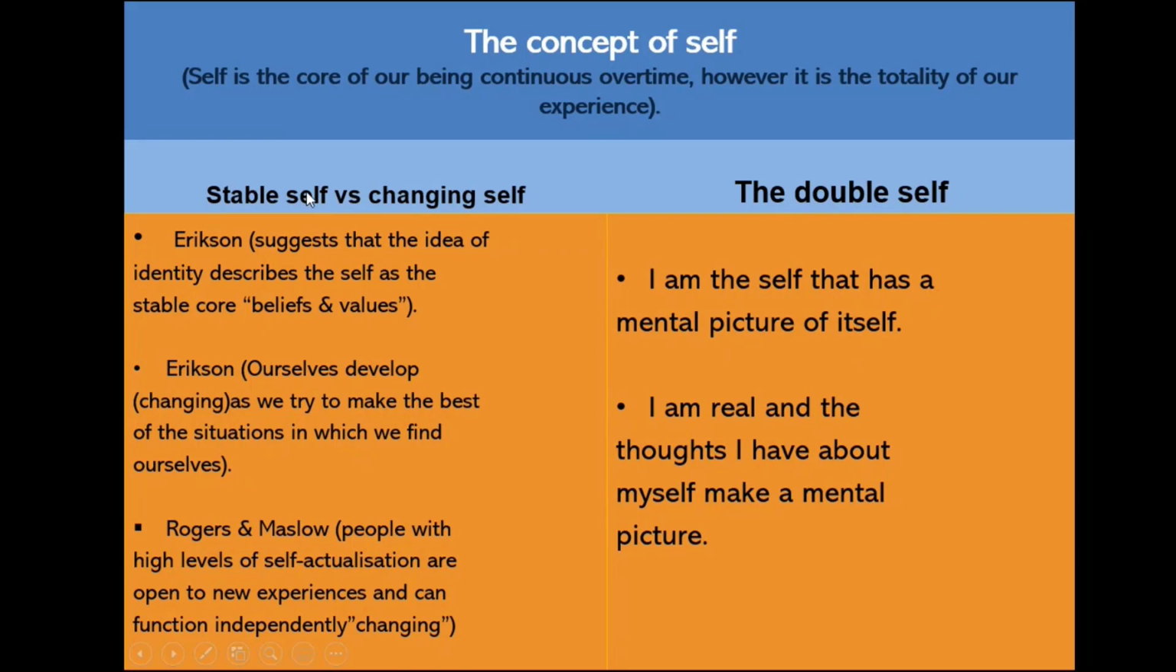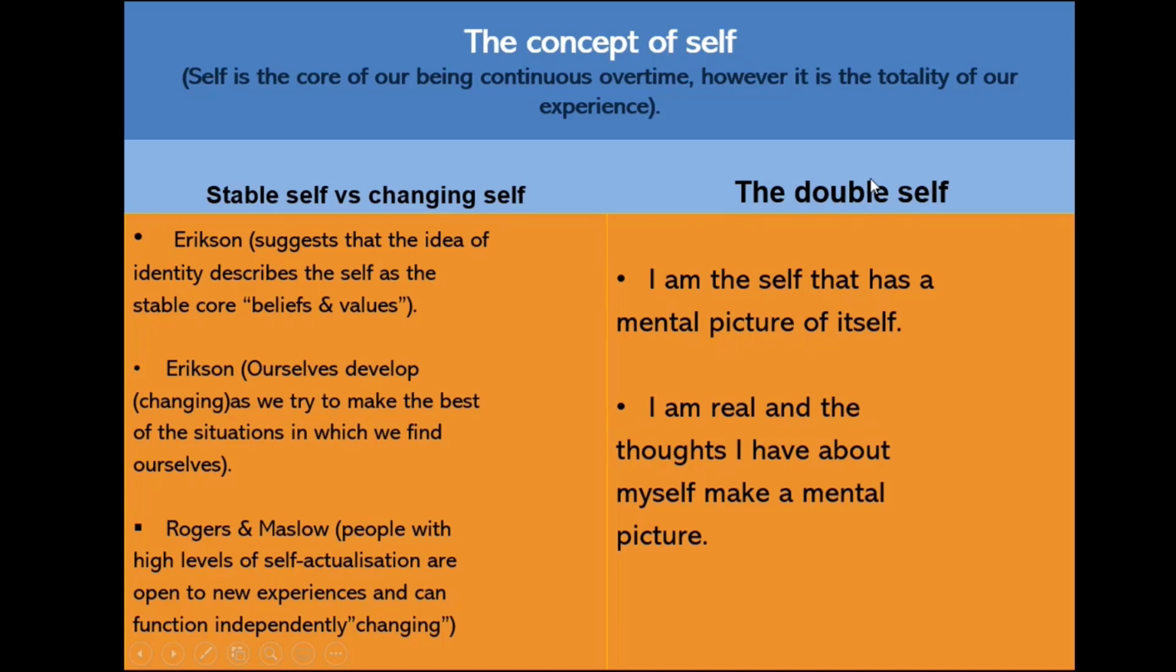The stable self is by Erickson. Then the changing self is mostly influenced by Rogers and Maslow. Just to sum it up: the stable self is mostly explained by Erickson, then the changing self mostly by Rogers and Maslow.